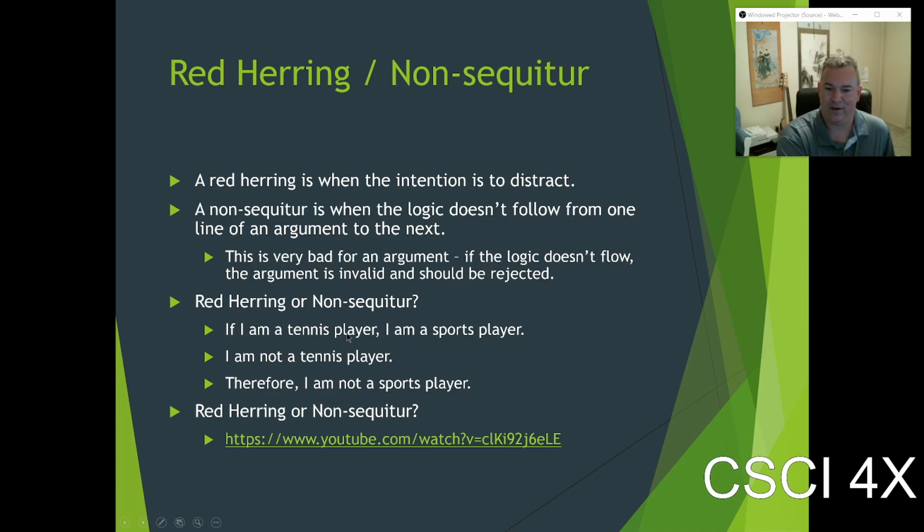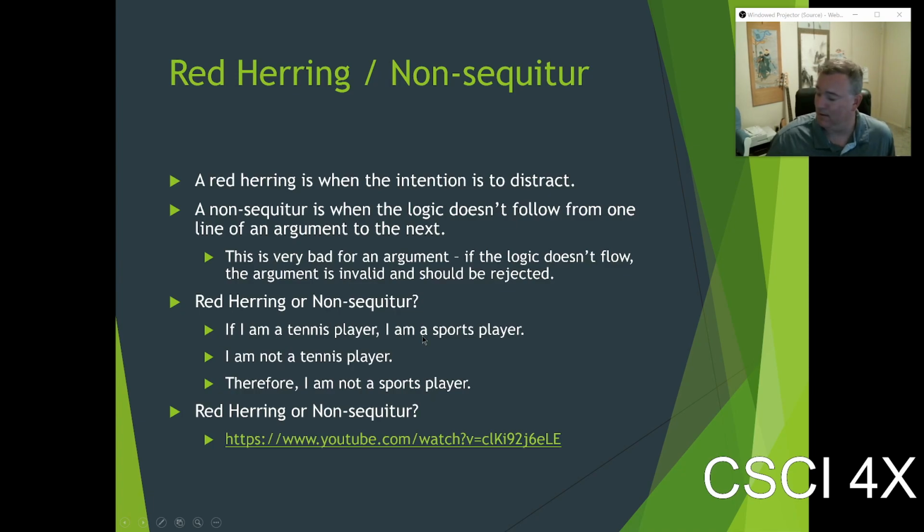If I'm a tennis player, I'm a sports player. It's true. All right, true premise. Premise 2, I'm not a tennis player. It's also true. I'm not a tennis player. Therefore, I am not a sports player. This is a non sequitur. And this is, in fact, the denying the antecedent fallacy, right? X implies Y, not X, therefore not Y.